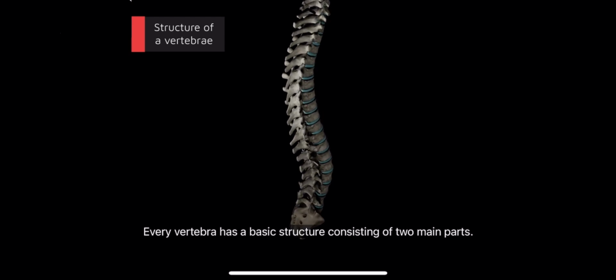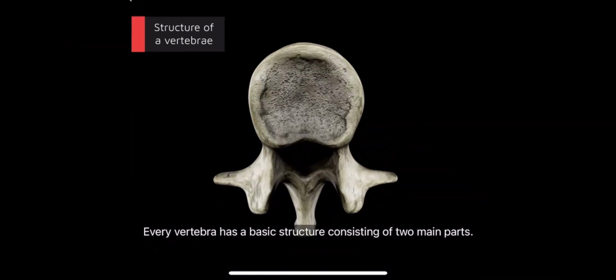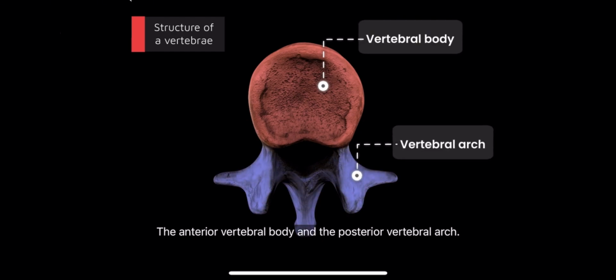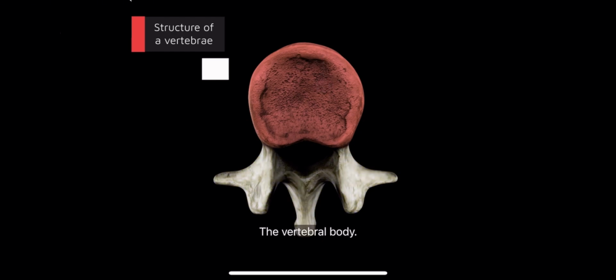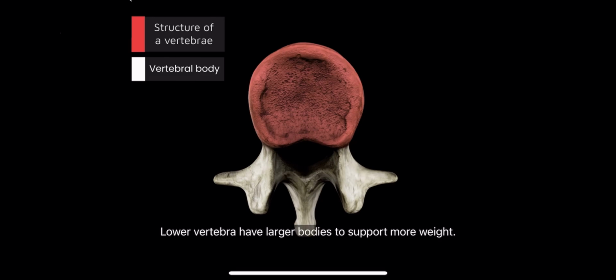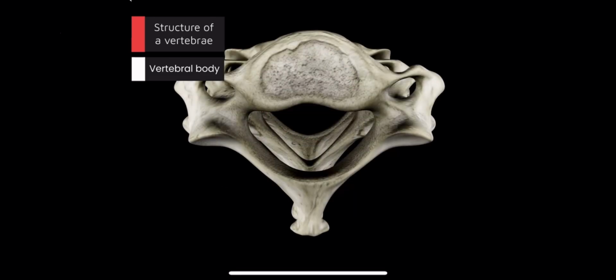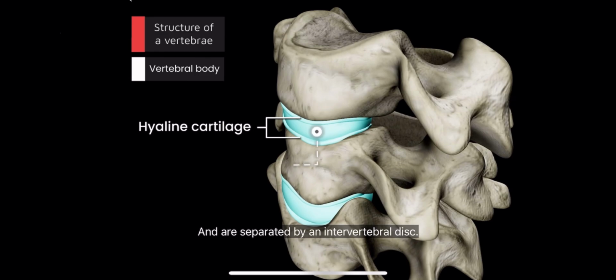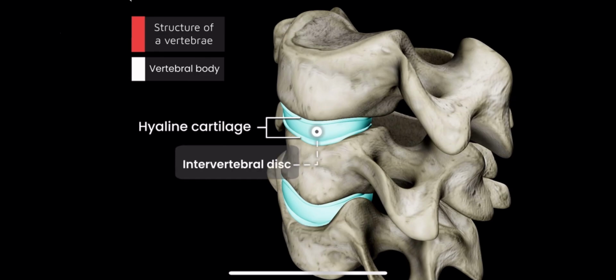The structure of the vertebra. Every vertebra has a basic structure consisting of 2 main parts, the anterior vertebral body and the posterior vertebral arch. The vertebral body forms the front part of each vertebra and serves as a weight-bearing component. Lower vertebrae have larger bodies to support more weight. The superior and inferior aspects of the vertebral body are lined with hyaline cartilage and are separated by an intervertebral disc.